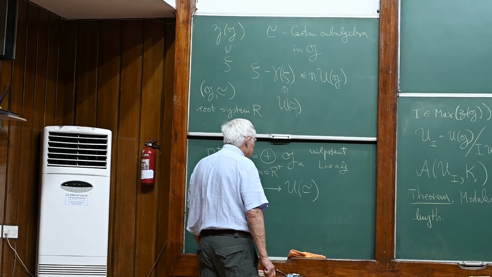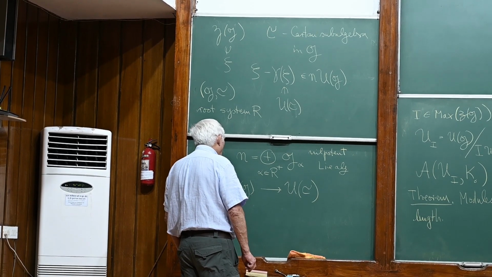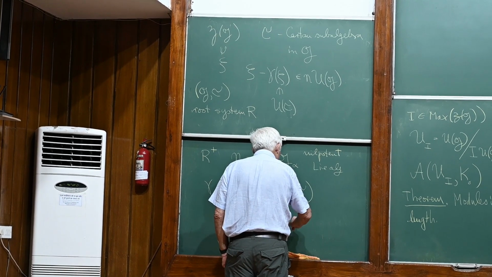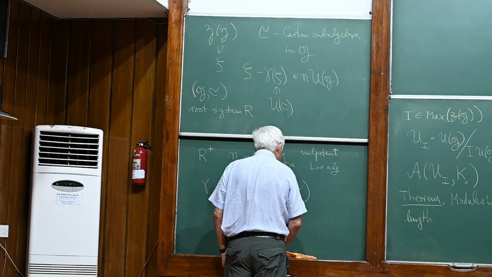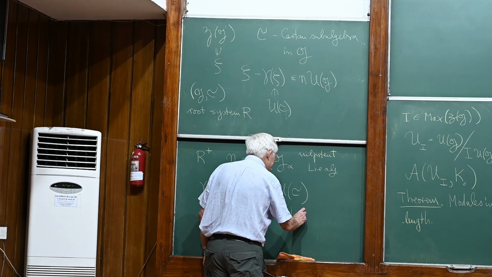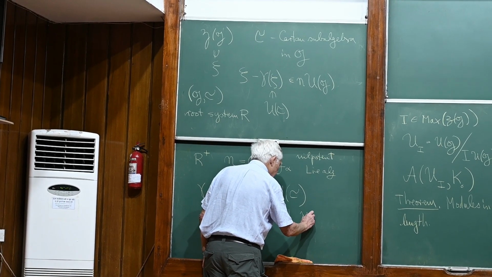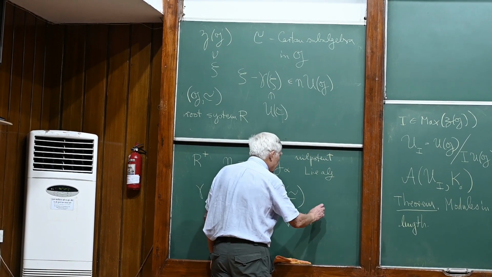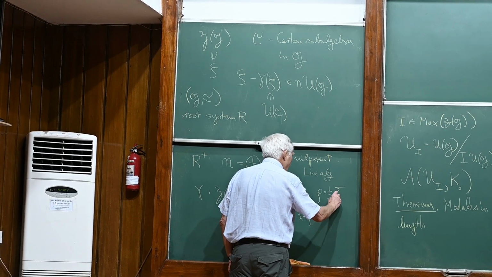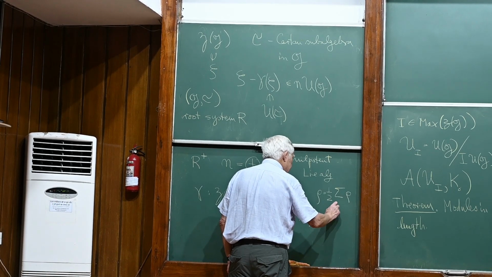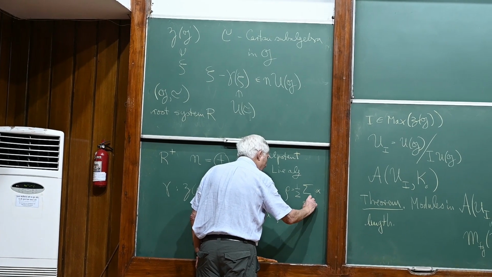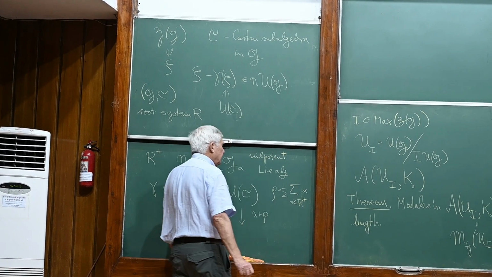And then you can look here at evaluation at the point lambda plus rho. So rho is half the sum of positive roots in our root system R.